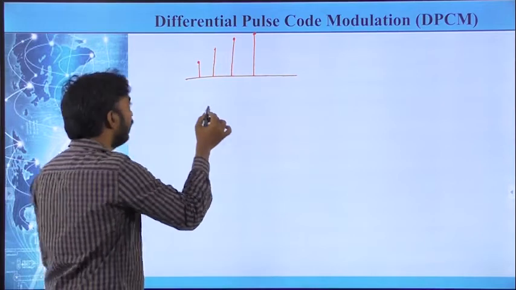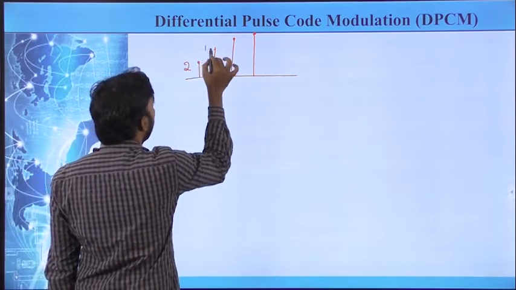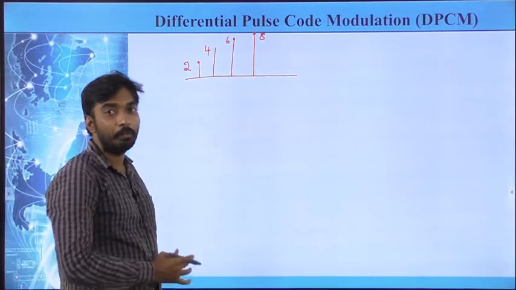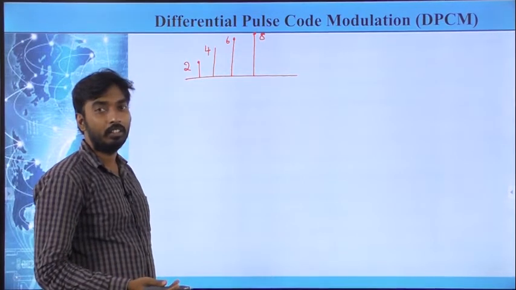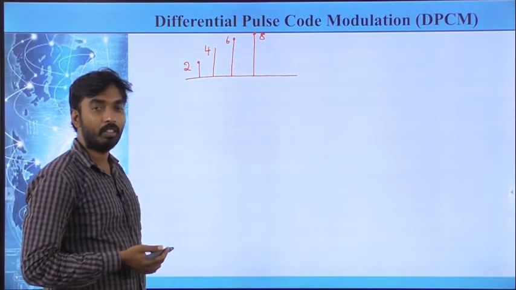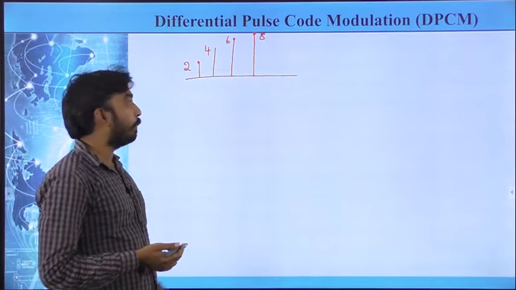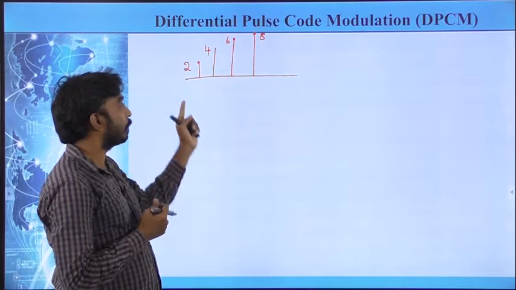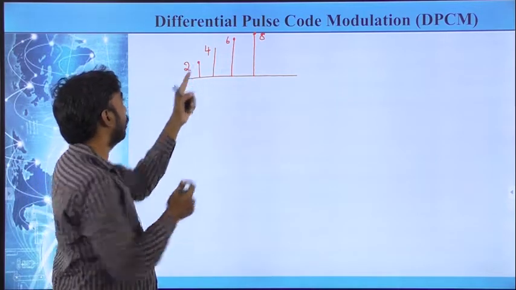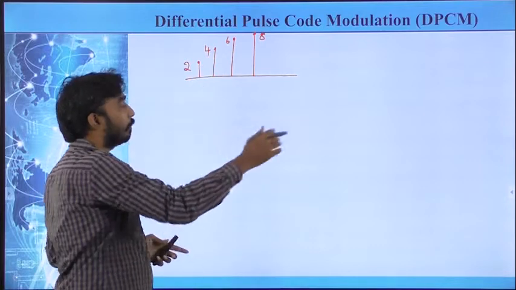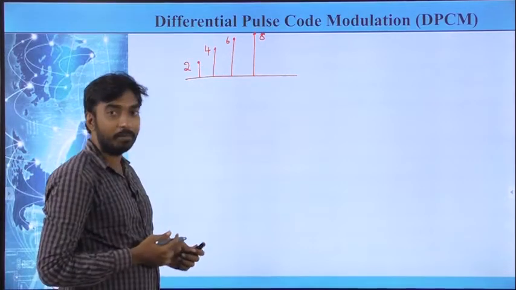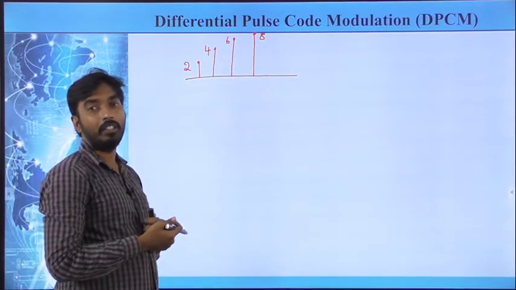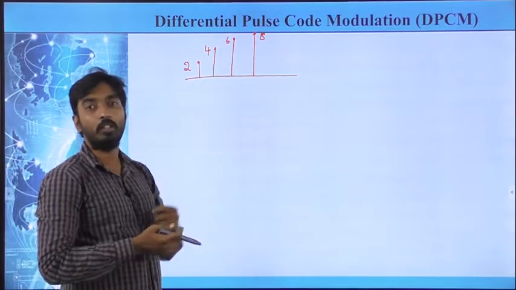These are the samples: 2, 4, 6, 8, right? These are the samples which I am giving as input to the quantizer. In PCM, as it is, the sample 2 I am transmitting to the quantizer, as it is the sample 4 I am sending to the quantizer. Even sample 6 volts, as it is I am sending to the quantizer.